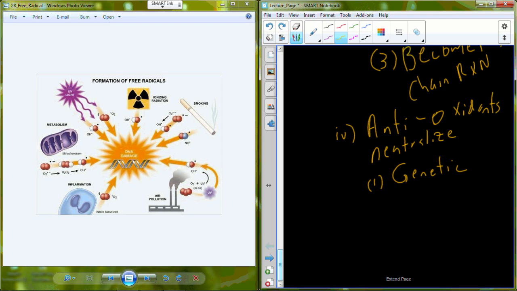One of the most common naturally occurring genetic antioxidants is an enzyme called superoxide dismutase, which I personally believe is like the superhero name for all enzymes. So it's pretty sweet. And so that would be a genetic example. We have a variety of different antioxidant type enzymes that are scavenging those free radicals and neutralizing them. Catalase is another example.